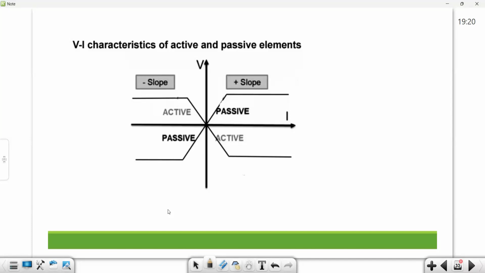Now these are the VI characteristics. Yesterday I told you, if an element is absorbing power or energy, the current direction will be from where to where? From positive to negative or negative to positive? Please reply.